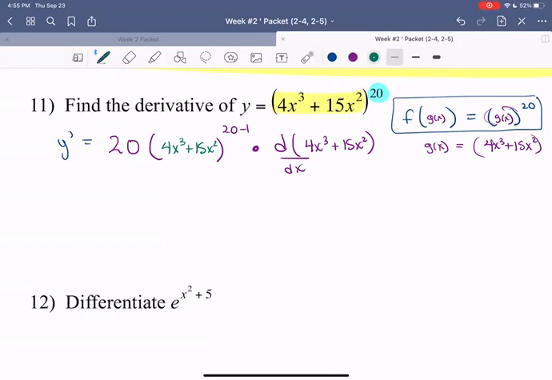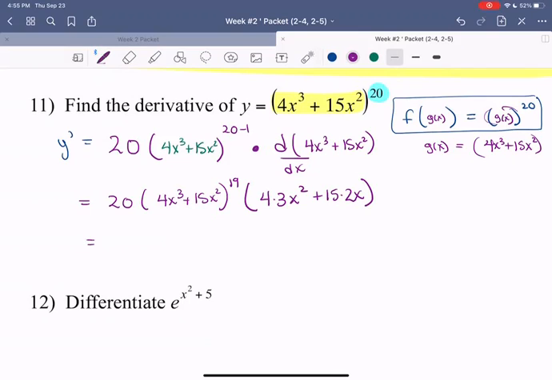So in our next step, let's clean things up a bit. So now we have 20 times 4x cubed plus 15x squared to the 19th. And the derivative here, well, we just have a sum. Our function is just a sum. So I'm going to multiply, recall we're multiplying, so I'm going to use my parentheses, multiply by that derivative. Derivative of the first term is just 4 times 3x squared using the power rule, plus 15 times 2x, again using the power rule with x squared.